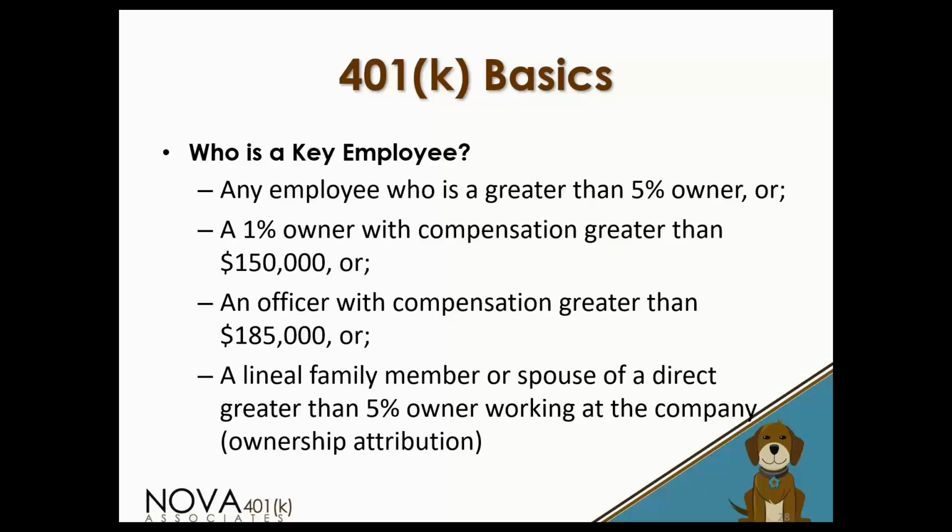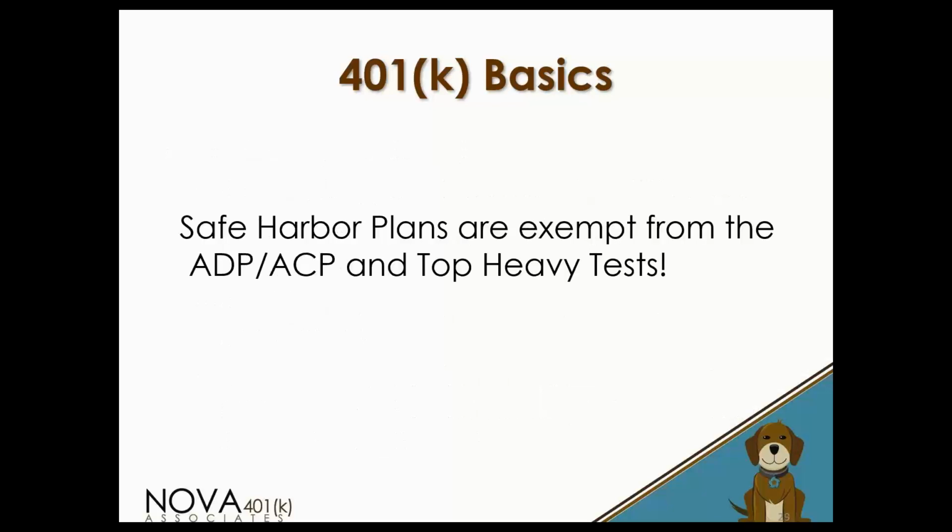One of the things that you'll find when you get our annual census data request is we ask for all the ownership percentages in your company. We ask for officers, and of course, we ask for family relationships. The reason that NOVA asks for all that information is so that we can correctly calculate who the highly compensated employees in your plan are and who are the key employees.